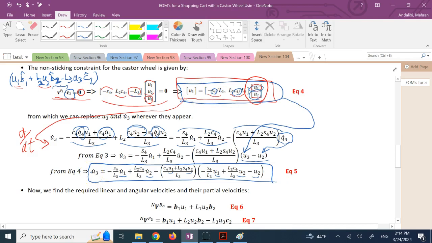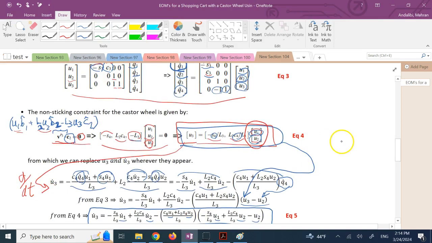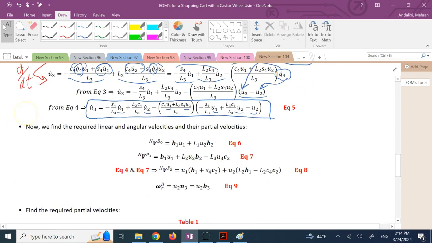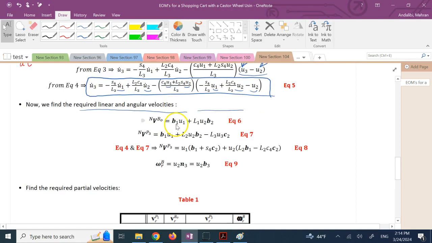Yes? Good. So now that the constraint is basically taken care of by elimination, now it's time to go through the steps of Kane's method. So the first step is to find the required linear and angular velocities and their partial velocities. So first, let's go ahead and find the actual linear and angular velocities. Okay, and then we go through the table to find the partials. But first, which points do we need to find V and omega for? Well, the first point we need is point BO. Why BO?